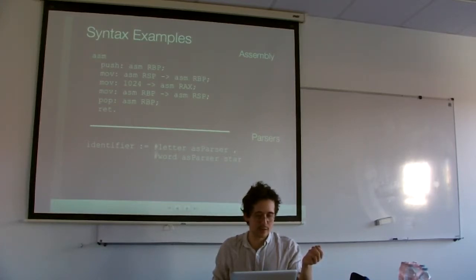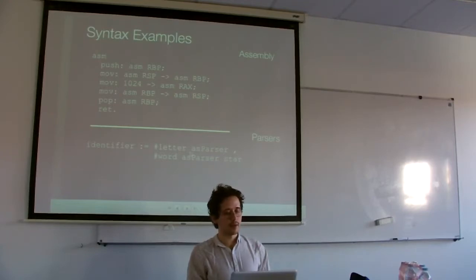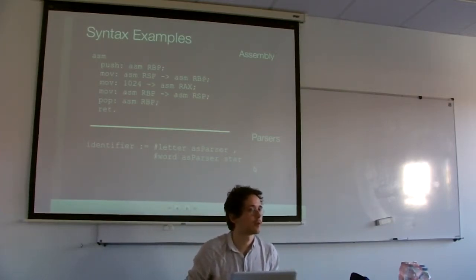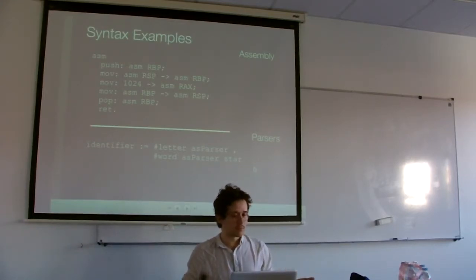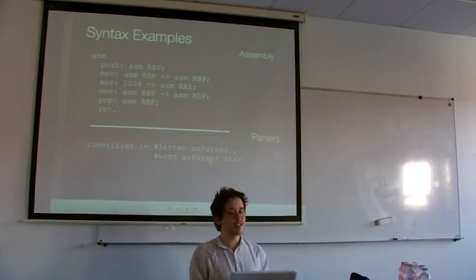So that sharp is for symbols. You say to the symbol letter asParser, comma, word asParser star, so that recognizes a normal identifier in most programming languages. So that's just plain Smalltalk syntax. This asParser is a class extension, like we talked about earlier. So the parser library adds this method to the class Symbol, and like this you can make a syntax that is really easy to read.